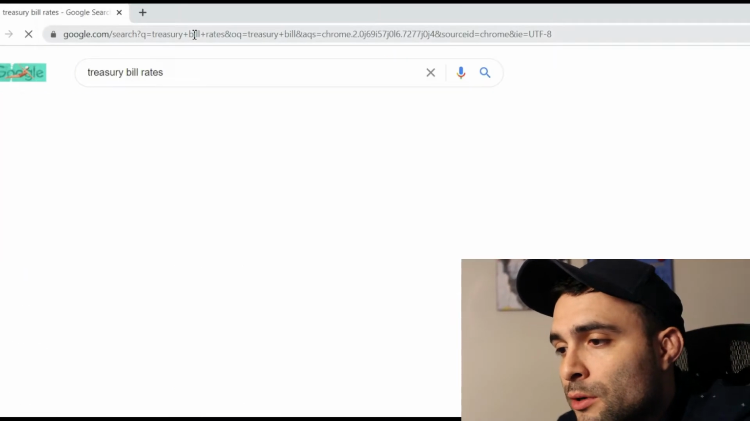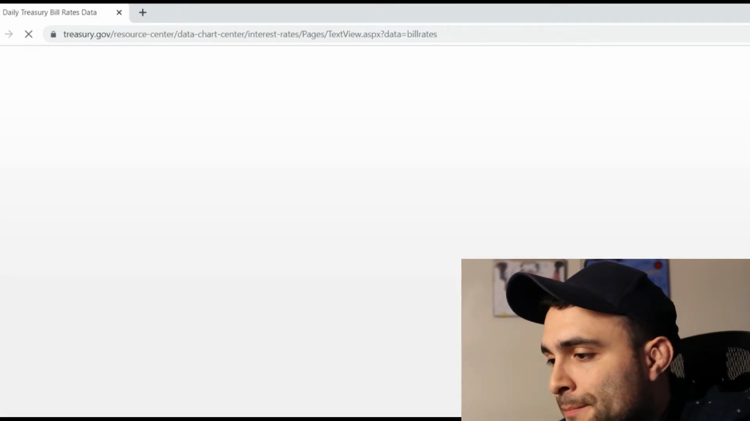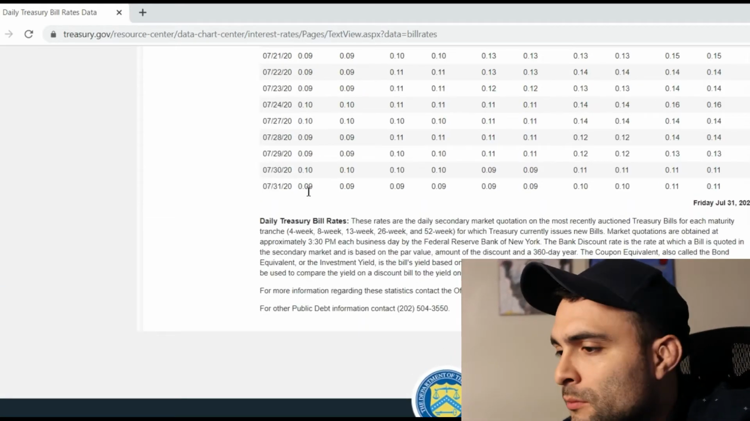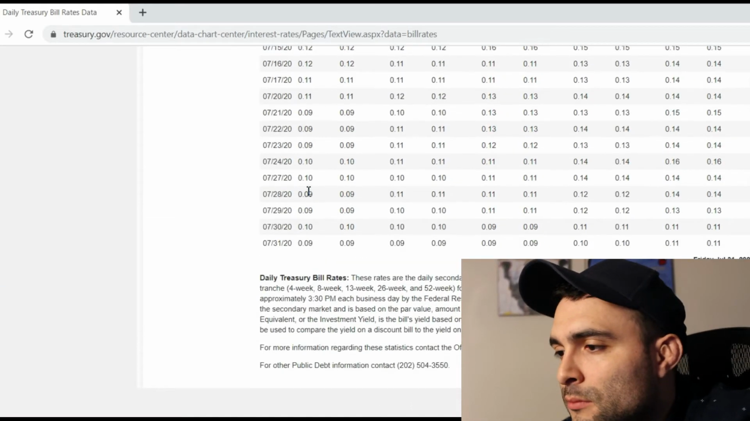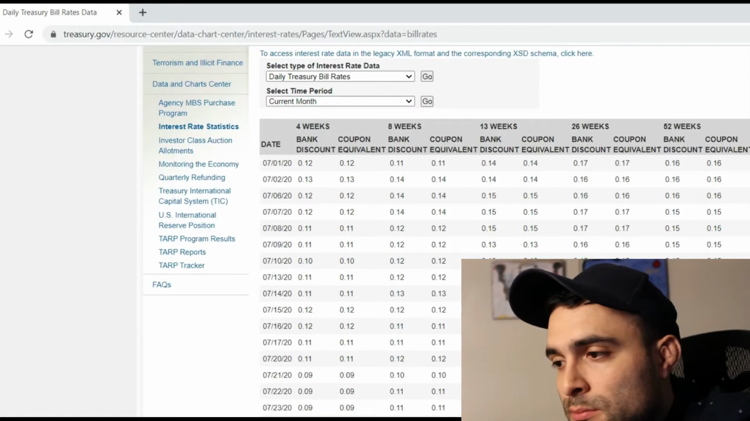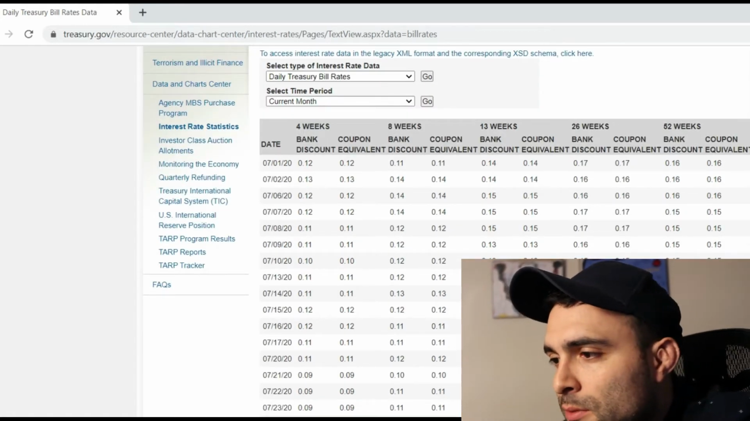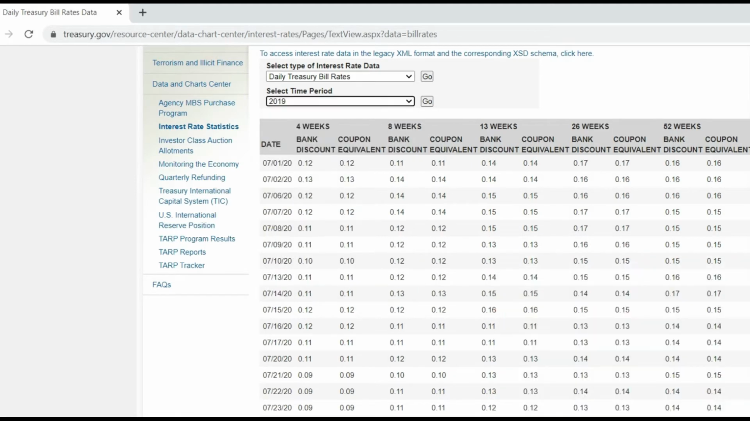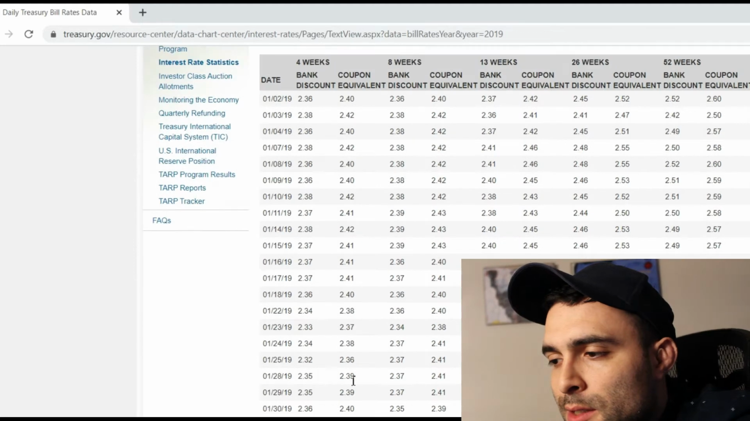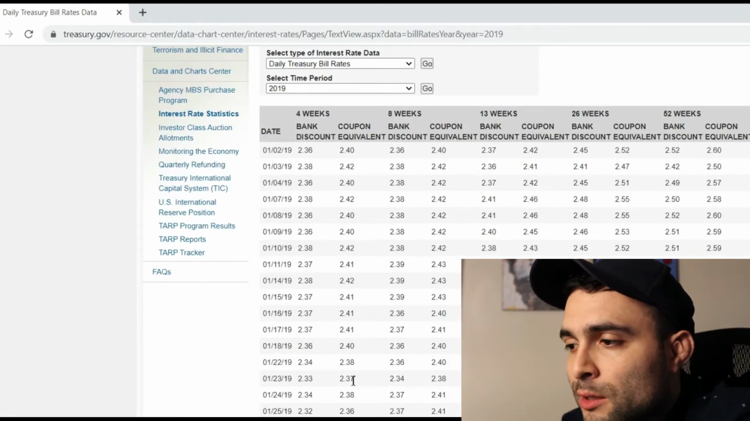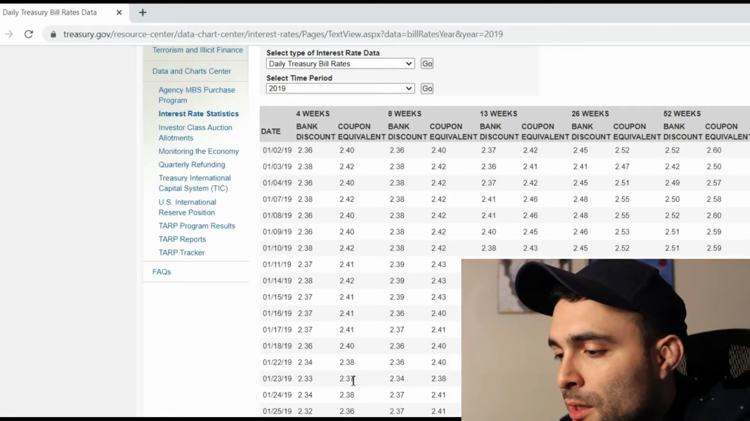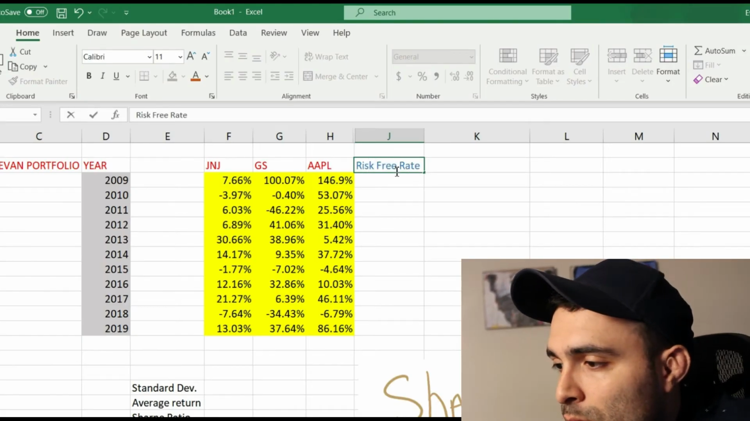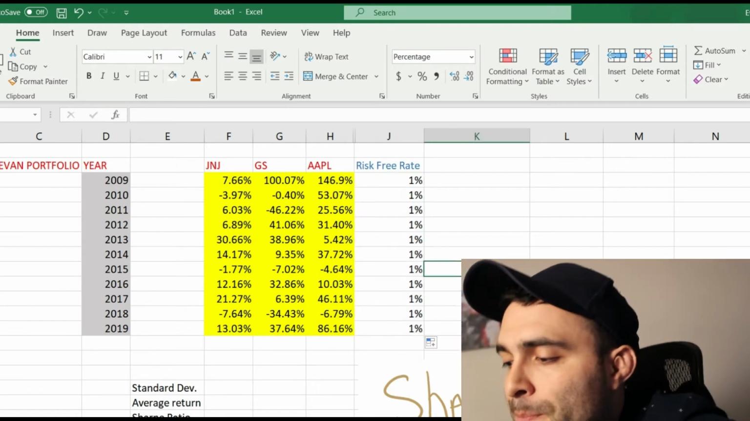Treasury bill rates, treasury.gov, and the current month it's, wow, 0.09. It's trash. It's low because the Fed cut interest rates down to zero, so this will get affected as well. But last year it must have been like 2%. Yeah, 2.36. Like I said, this is just an example. So I can use 2%, I can use the 0.09. I'll just say 1%. Risk-free, we'll say 1%. So we found our risk-free rate.